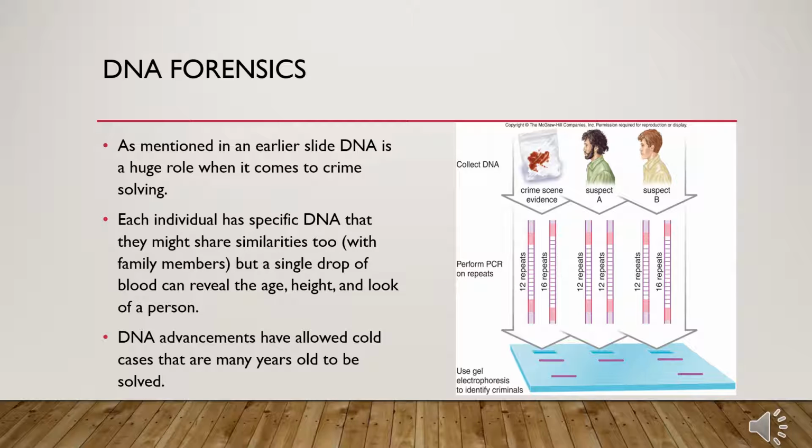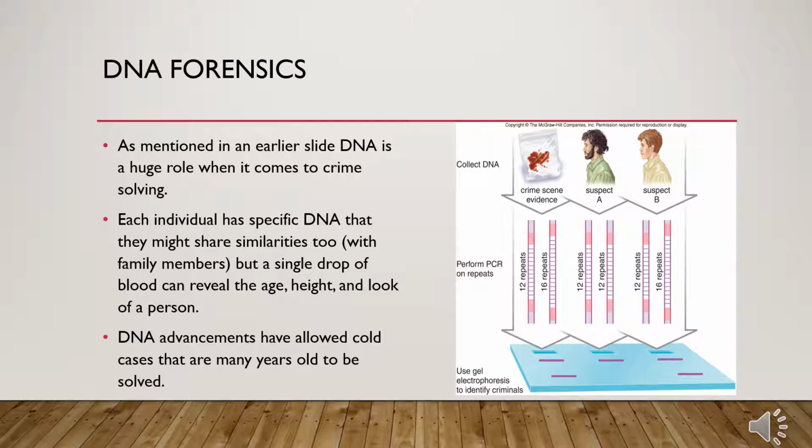Now we're going to be talking about a fun little subject, DNA forensics. As I mentioned before in an earlier slide, DNA has a huge role in helping crime and helping find perpetrators of different crimes like murders and rapes, etc. A single drop of blood can reveal the age, height, and look of a person. DNA advancements have allowed cold cases that are many years old to be solved. And in this photo right here, we can see how DNA works within the crime system.